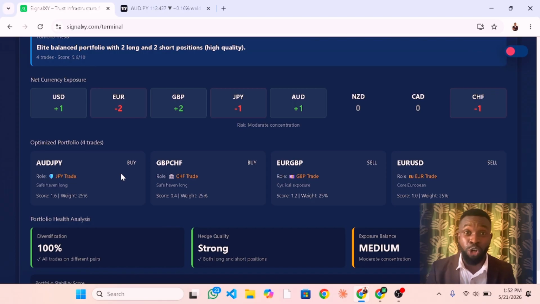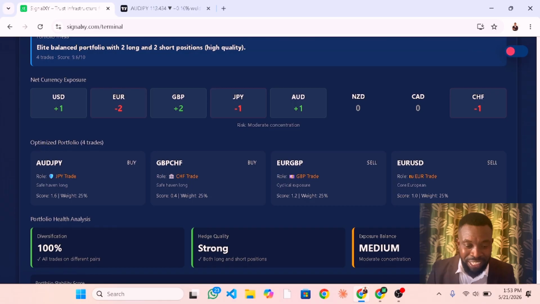For example, if you take euro US dollar and you take pound US dollar, you are over leveraging, okay, because those currency pairs are going in the same direction. When the market affects euro US dollar, it will most likely affect pound US dollar.